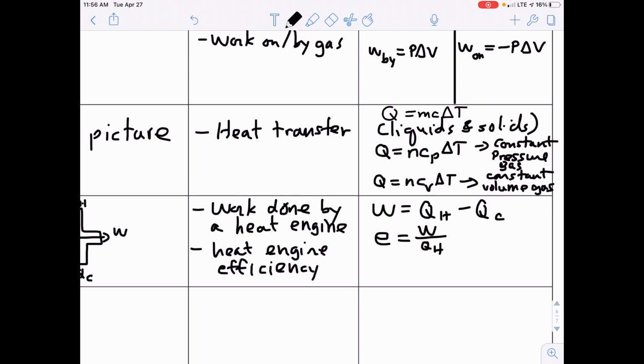Your answers will be in the form of decimals, but they can be related to percentages. You could also rewrite this as 1 minus QC over QH. So you have two different versions of the same equation.